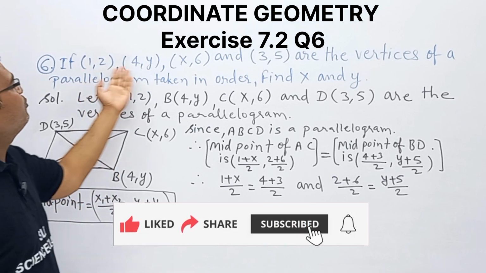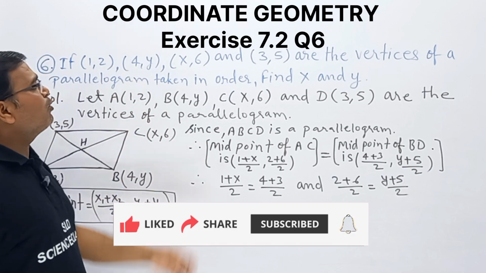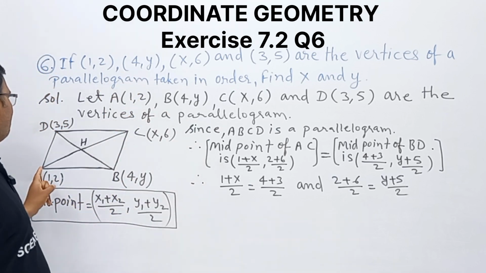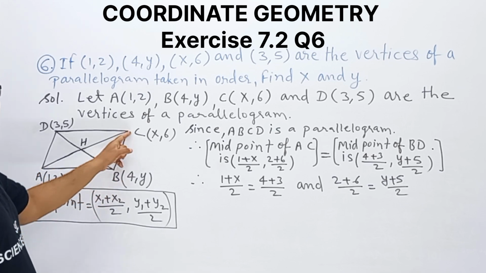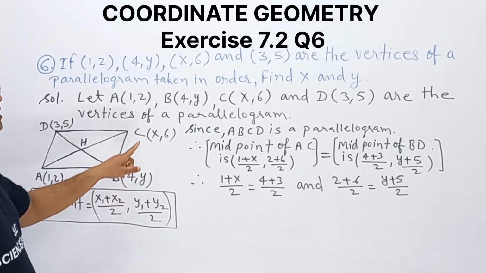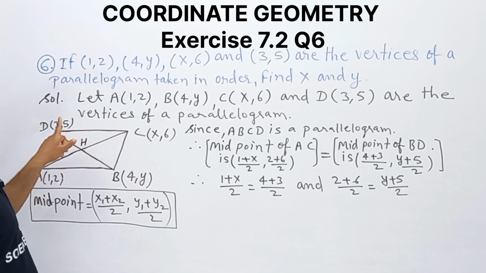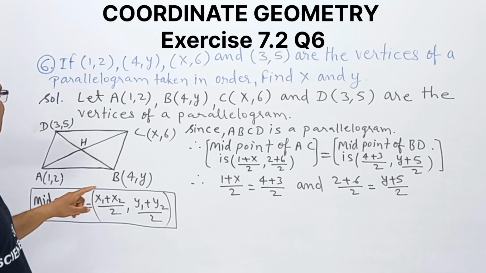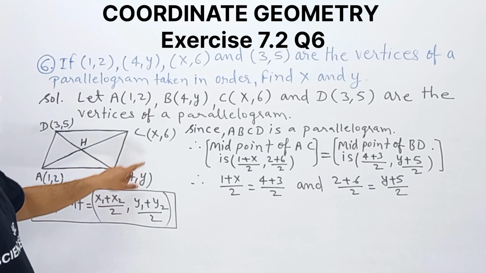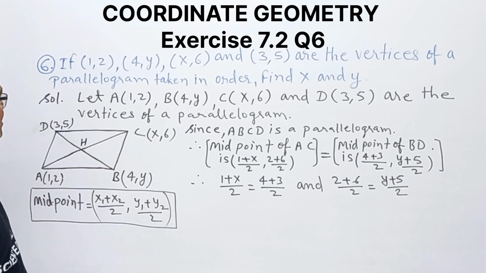We have 4 points. These 4 points are the vertices of a parallelogram. So we assume ABCD are the vertices, and the points are given as A is (1, 2), B is (4, y), C is (x, 6) and D is (3, 5). Clear? We want to find the values of x and y. Clear?